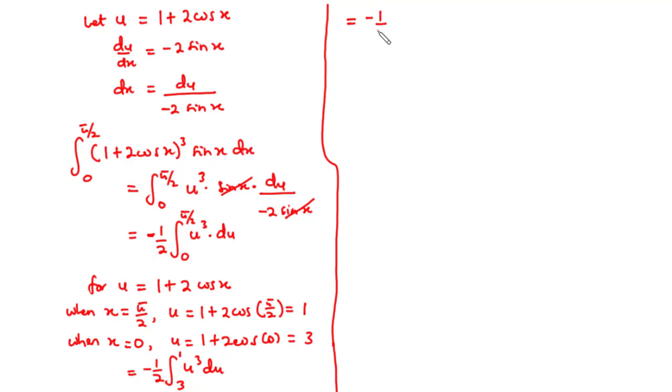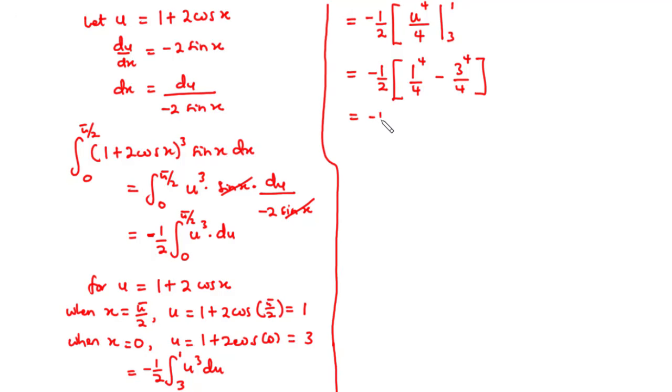So at this point, you are going to perform integration on u cubed. When you integrate u cubed, you are going to get u to the power 4. You increase the exponent by 1, and then you divide by the value of the new exponent. You have the lower limit to be 3, upper limit to be 1. So next, we are going to do substitution of limits. So we have negative 1 over 2 times 1 to the power 4 divided by 4 minus 3 to the power 4 divided by 4.